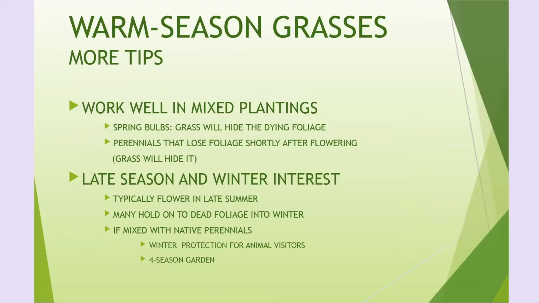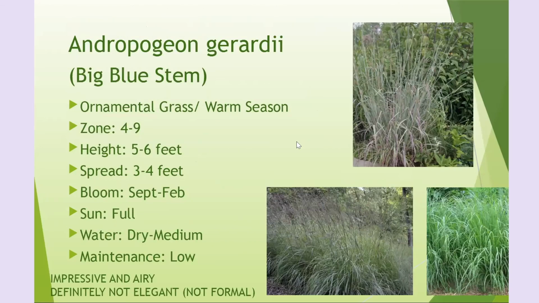Warm season grasses. One of the things that is good is that if you have a warm season grass, it starts coming up at about mid to late spring and developing. And the reason that is good is because you can interplant your tulips, and when they're dying, these plants are coming up and they're going to hide the ugly leaves that are dying. And one of them is the big blue stem.